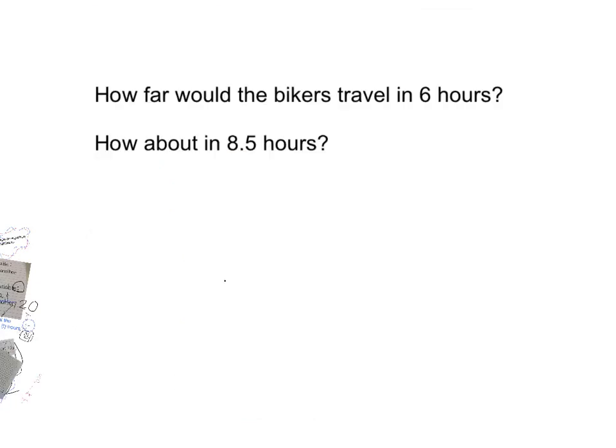All right, now we have two different questions here. The first one is asking, how far would the bikers travel in 6 hours? About how far would they travel in 8.5 hours? If you look in your table, both 6 hours and 8.5 hours are missing. Therefore, we need to come up with the distance. Since we know the equation, which is d equals 8t, d standing for distance and t standing for time, we should be able to use this equation and use substitution to solve for distance.